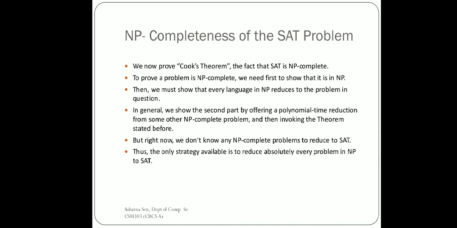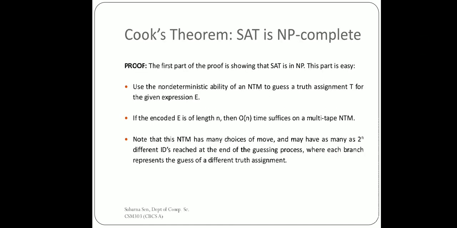So let us see what Cook's theorem is stating. It is stating that SAT is NP complete, right? Now how to prove it? Here you know that if we have to prove any problem to be NP complete, first we have to prove that this problem is in NP, right? Meaning it can be implemented using a non-deterministic Turing machine that executes the whole function in polynomial amount of time, right?